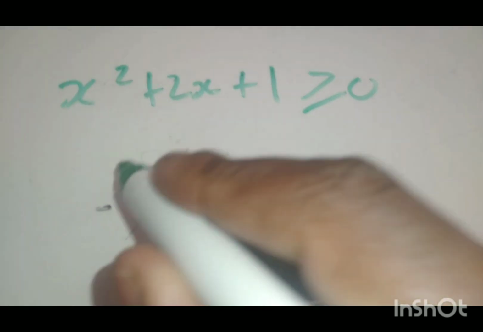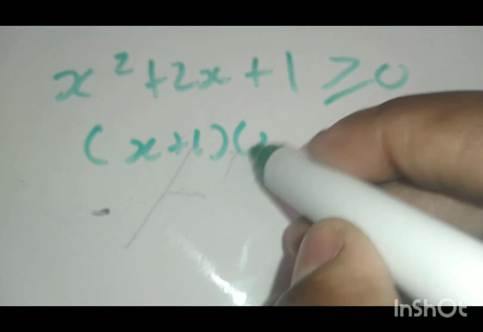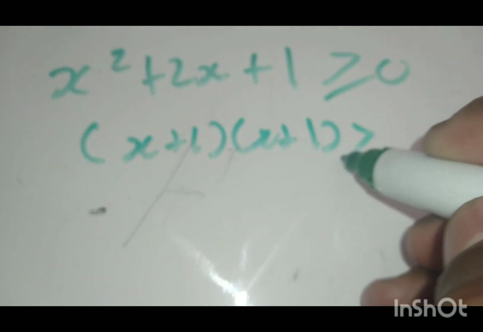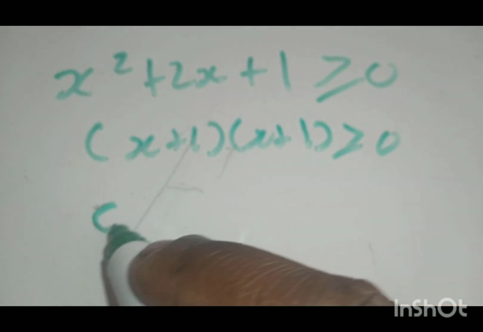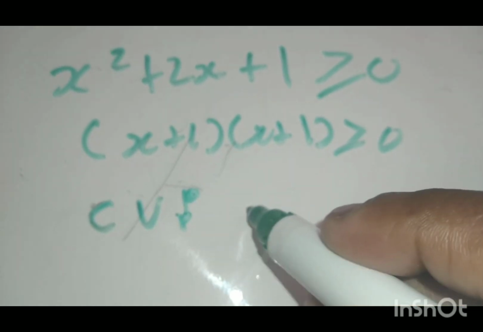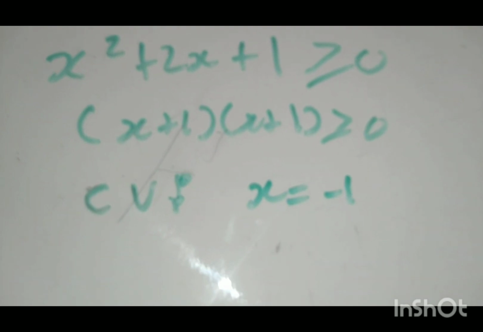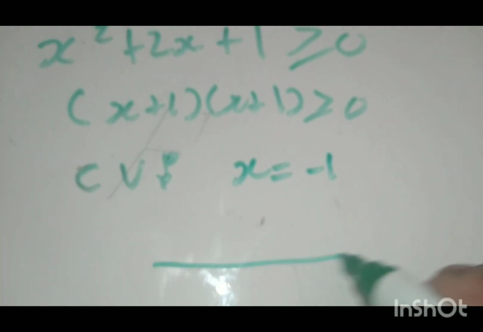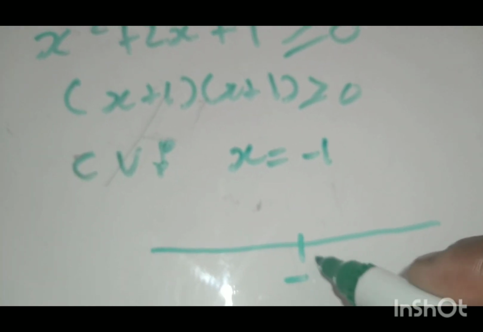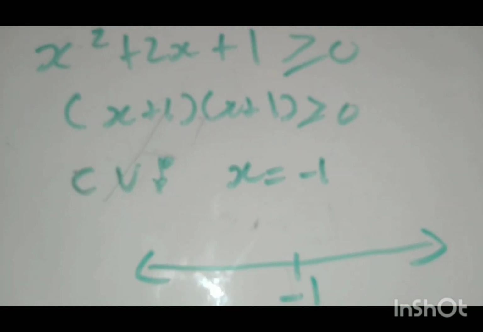All right, let's factorize. So when we factorize, we will have x plus 1 and x plus 1 again. So basically, our critical value is only one answer. So it's x equals -1. So how will you put this in the number line? Well, in the number line, we will only have one critical value. So the number line is separated into two, right?